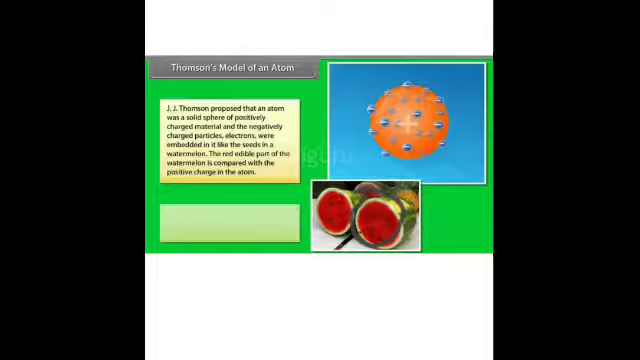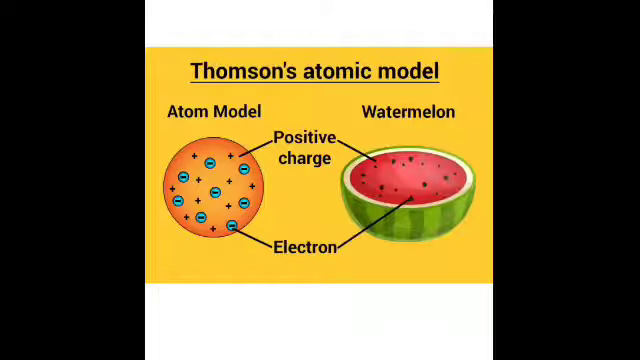So what are the postulates of this model, that is J.J. Thomson's model? It is also known as the plum pudding model, right? An atom is a sphere or ball of positive charge, with negatively charged electrons embedded in it. You can see the electrons are embedded in it, these blue circles with the negative sign.